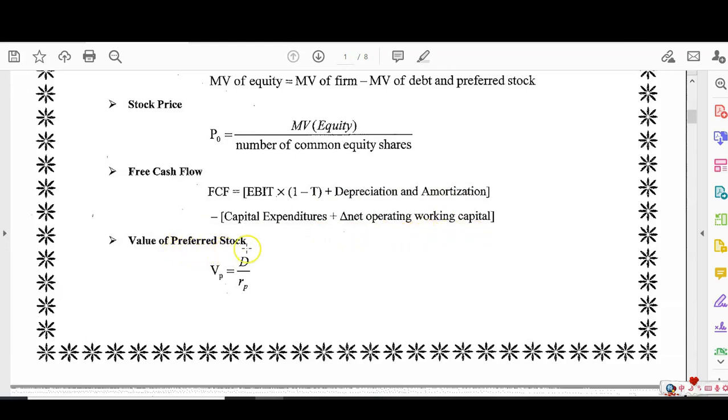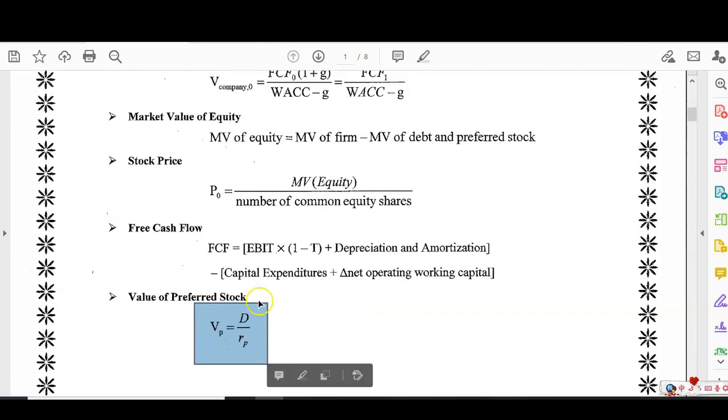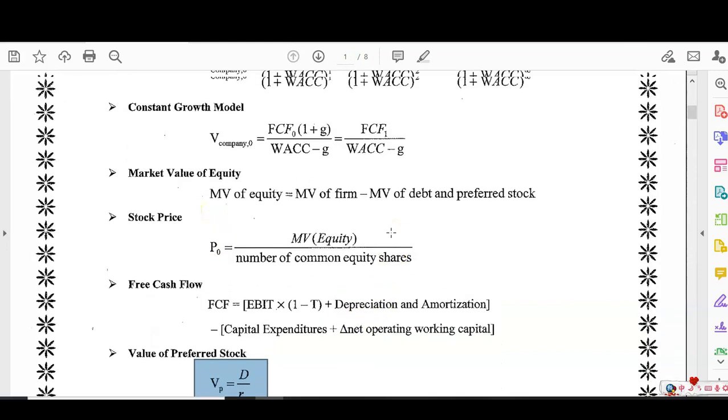For the value of the preferred stock, we need to use Vp equals dividend over Rp. The value of the preferred stock equals dividend over the return of preferred stock. So preferred stock is like a perpetuity, and it's much easier to calculate its value compared to the value of the common stock. In the corporate valuation model, we're actually calculating firm value first, then getting equity value, and finally getting stock price. So we're working on P0 indirectly here.